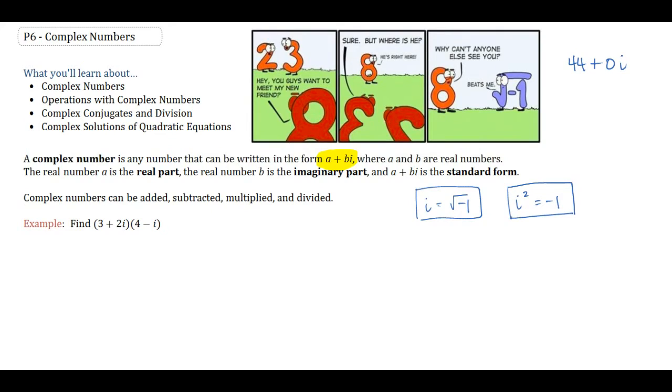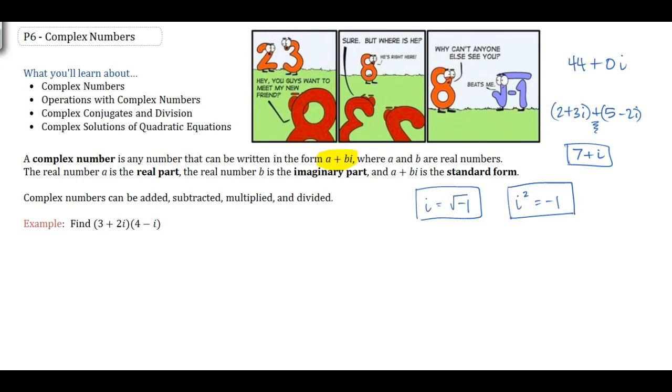They can be added. You add like parts with like parts. So if you have 2 plus 3i and you add that to 5 minus 2i, make sure you notice that this is addition. You would just add them. So real parts would be 7 and imaginary parts would be i, or 1i. And that would be your answer.